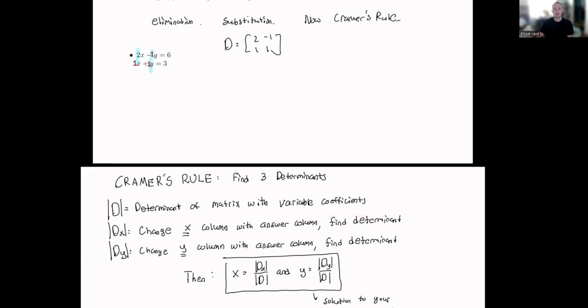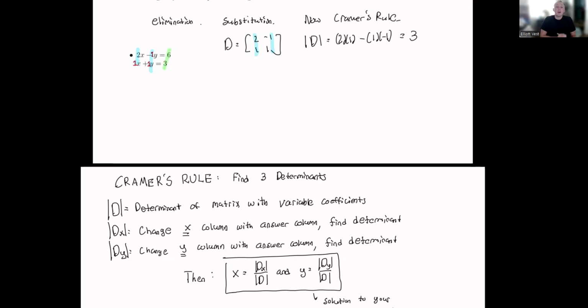I created a 2 by 2 matrix. Well, let's take the determinant of that. That is 2 times 1 minus 1 times -1. So 2 plus 1, that's equal to 3. And I got that from those 2 front numbers.